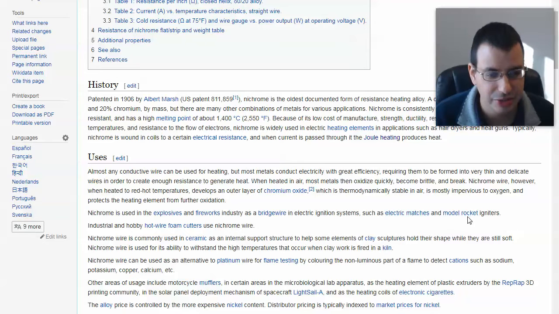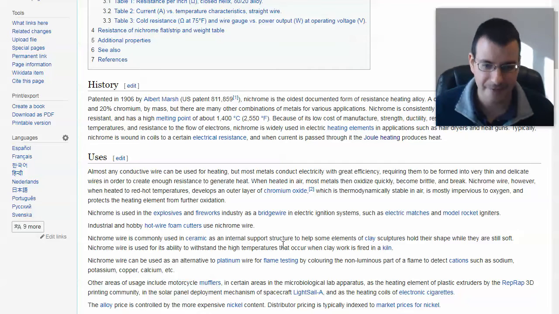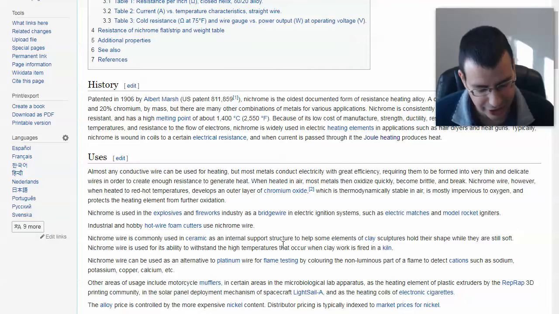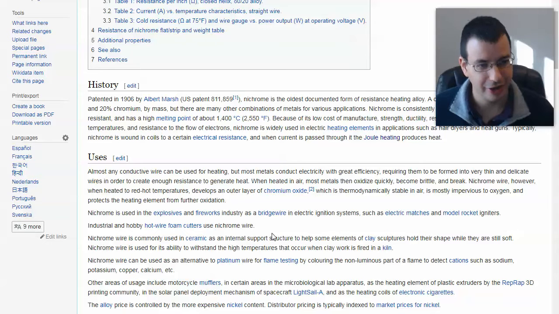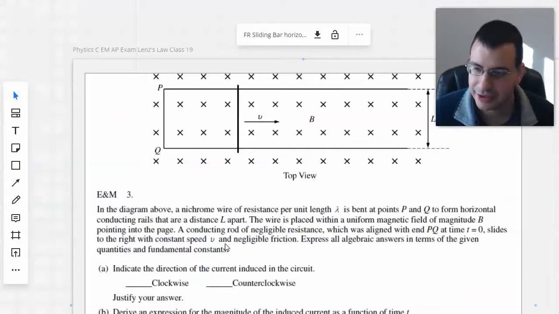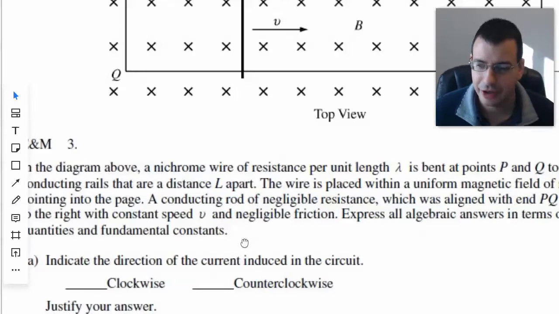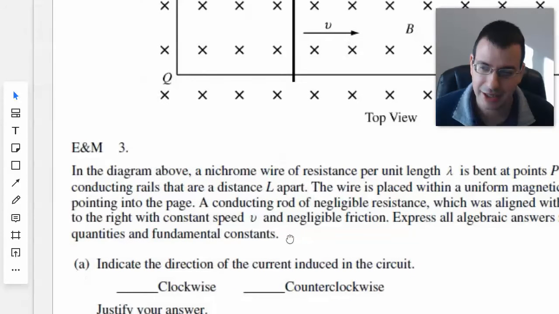Electric ignition systems, model rocket igniters. I think they're also used in those vaporizer things, the electronic cigarettes that the kids are doing nowadays. I don't know if the kids are doing it or if it's just a hipster thing. I don't know. All right, you should not have this deep of philosophical thought while you're trying to take the exam.